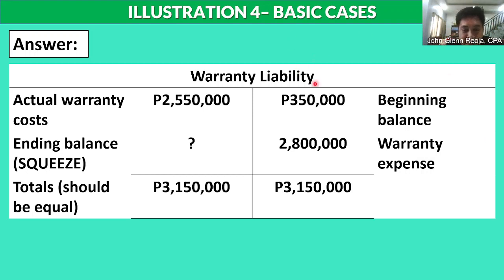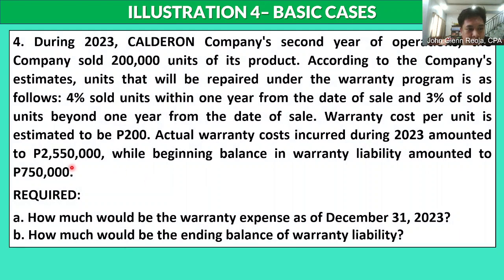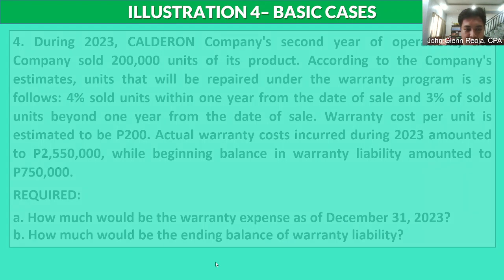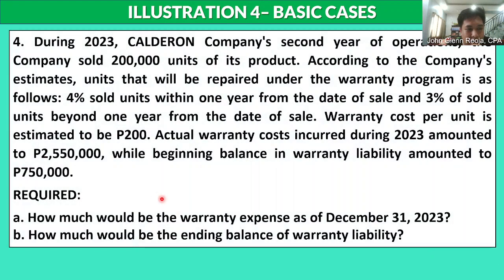So 350 beginning balance, then we add the warranty expense. Why we add warranty expense? This is based on our journal entry, that is debit warranty expense. We credit warranty liability amounting to 2.8 million, and then yung actual na nabayaran niya is 250,000. Balikan natin just to make sure. 250,000 with the beginning balance of 150,000. Wait lang. Parang mali. Beginning balance is 750 dapat.